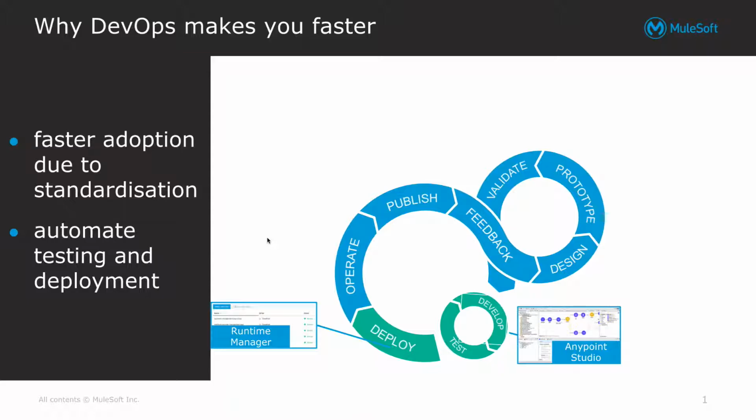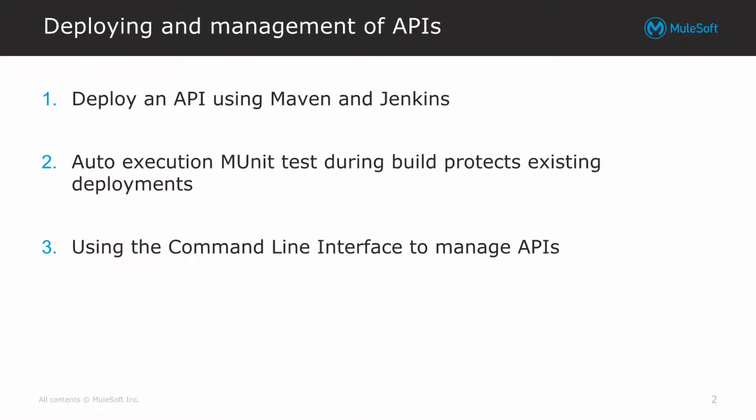As part of your development and testing pipeline, you automate testing and deployment, increasing the development productivity, enabling you to deliver faster. We're going to look how we deploy and manage APIs using DevOps tooling. First of all, we're going to deploy an API using Maven and Jenkins. We're then going to see how we can protect existing deployments by execution of testing during deployment, and how the command line interface is used to manage APIs.